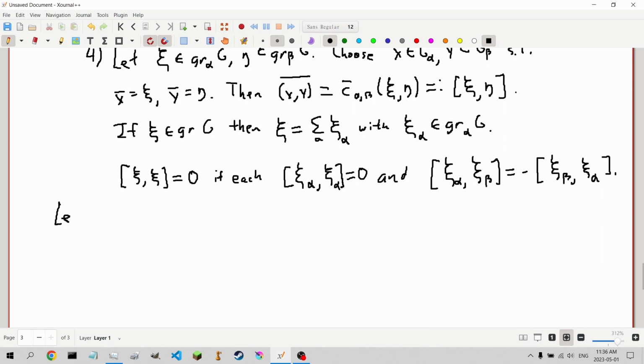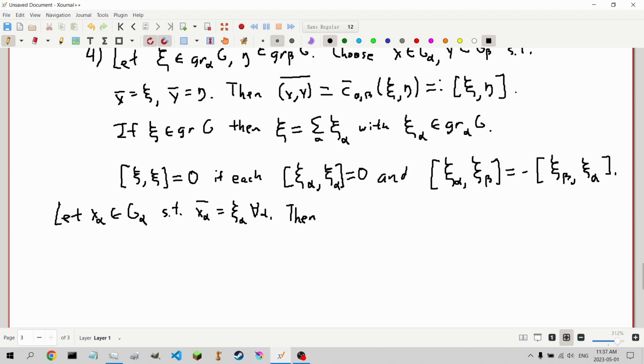So we're going to pick some X alpha from G alpha such that X alpha bar is equal to Xi alpha for all alpha. That's kind of confusing notation, but I guess we're just picking a bunch of X alphas.